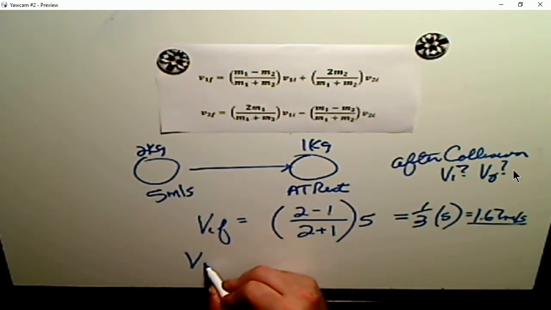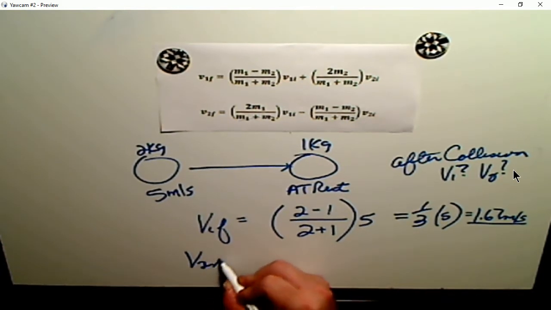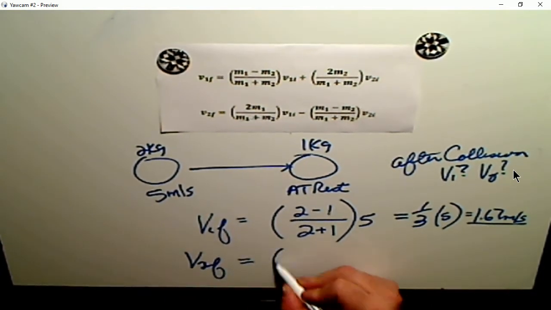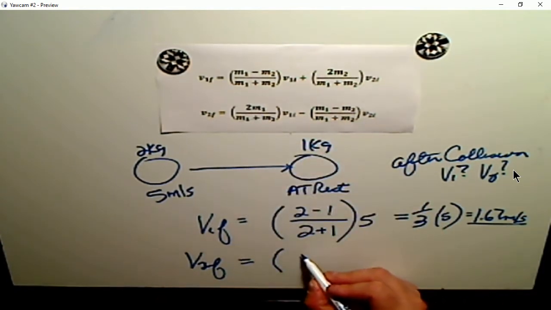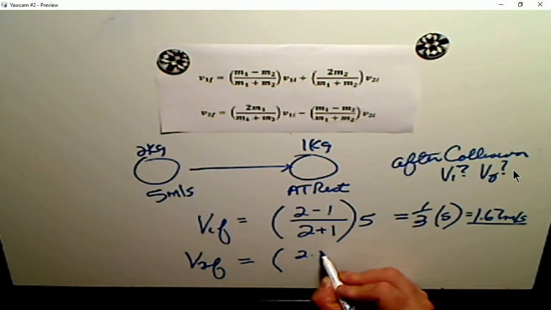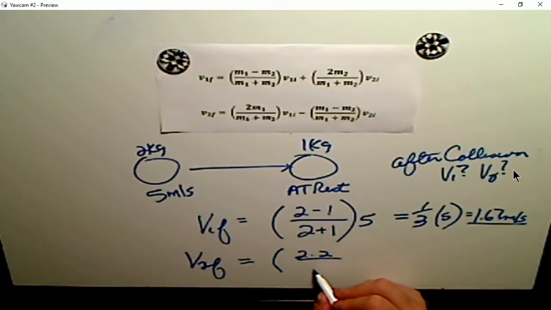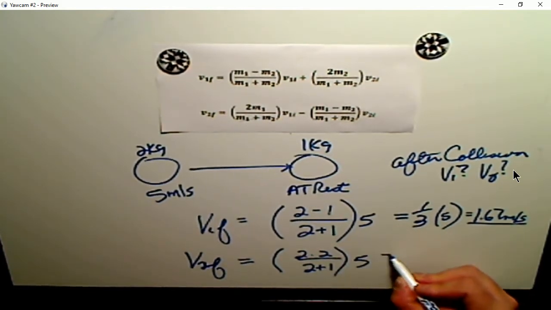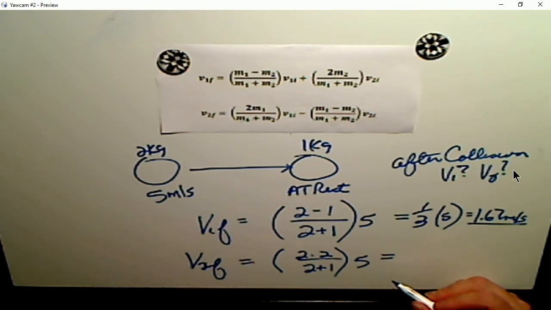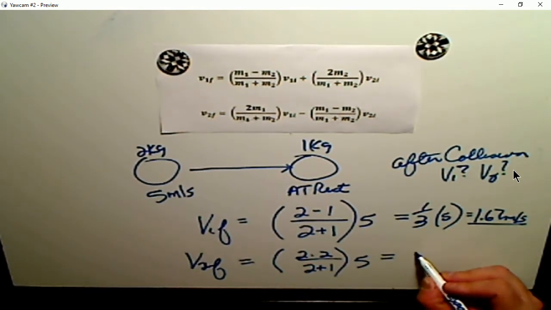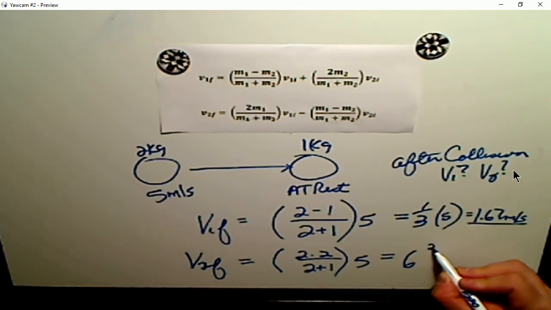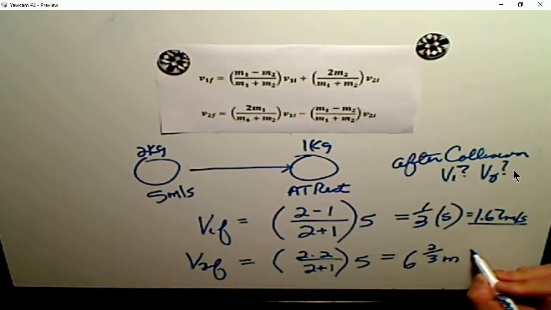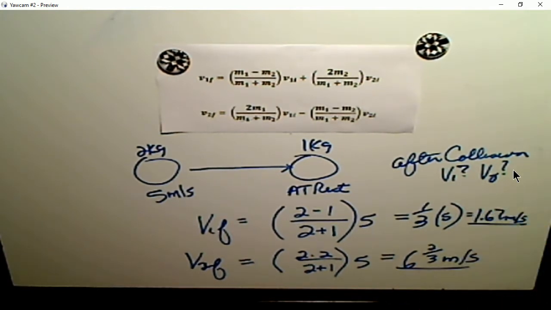Velocity of ball 2 final is going to be equal to 2 times the mass of ball 1, 2 times 2, over mass of 1 plus mass of 2, times 5. And what's that equal? That equals 6 2/3 meters per second. So that answers that question.